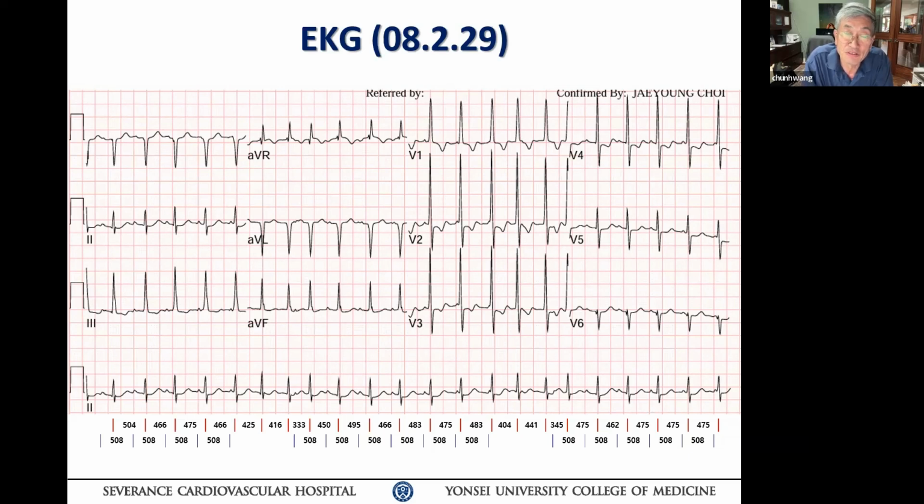Usually with JT, depending on where it's coming from, if it's coming from the compact node, you will see a P wave right behind the QRS complex, very sharp. But this patient does not have that. So I'm assuming this may not be the compact node, but maybe common bundle tachycardia. It's already tachycardia. That's my guess.